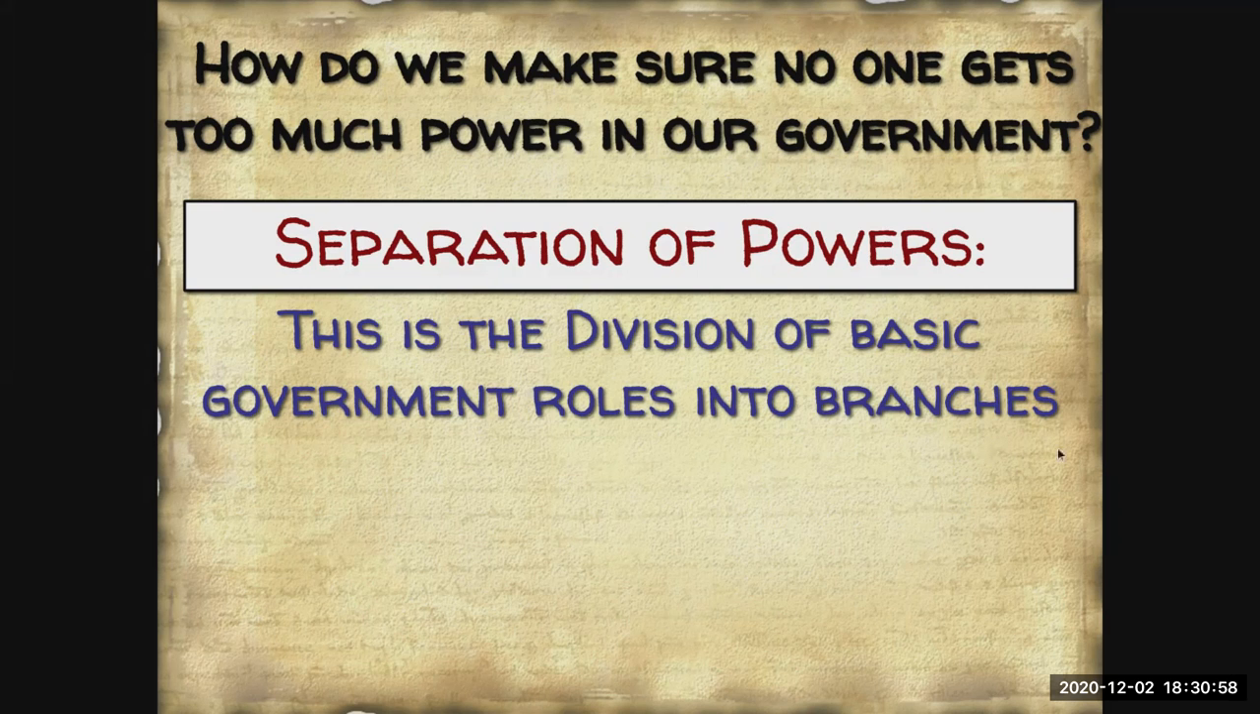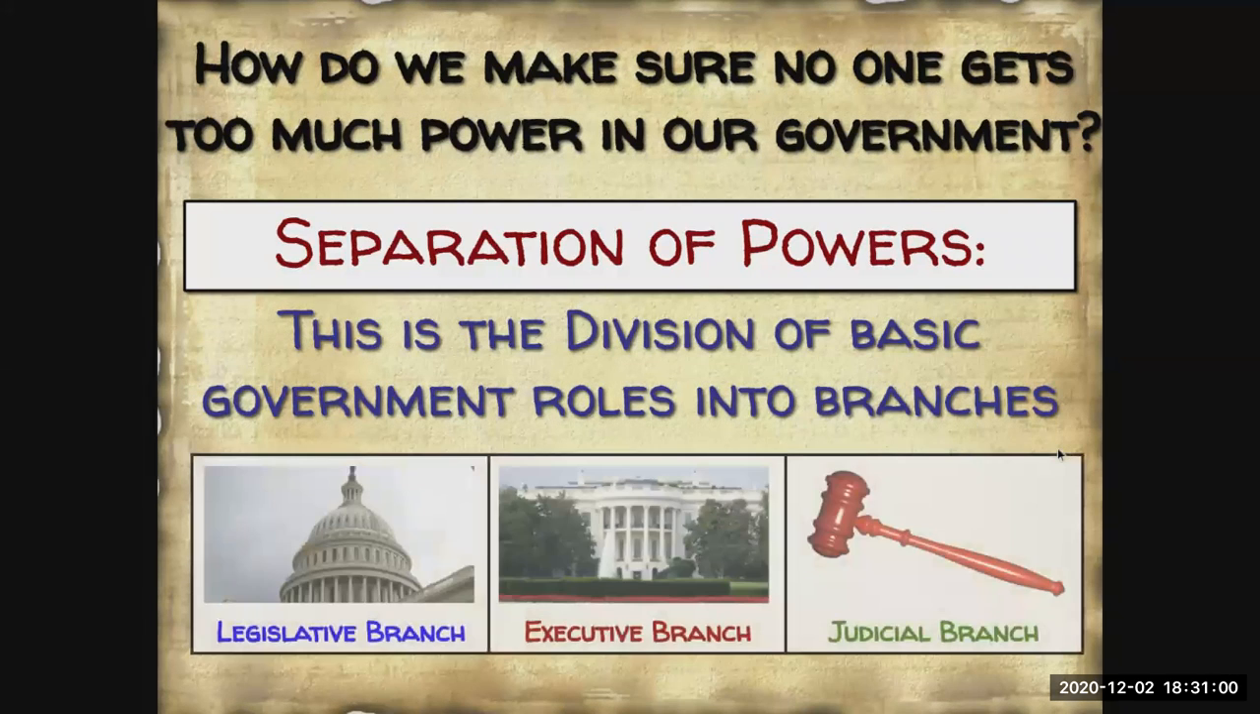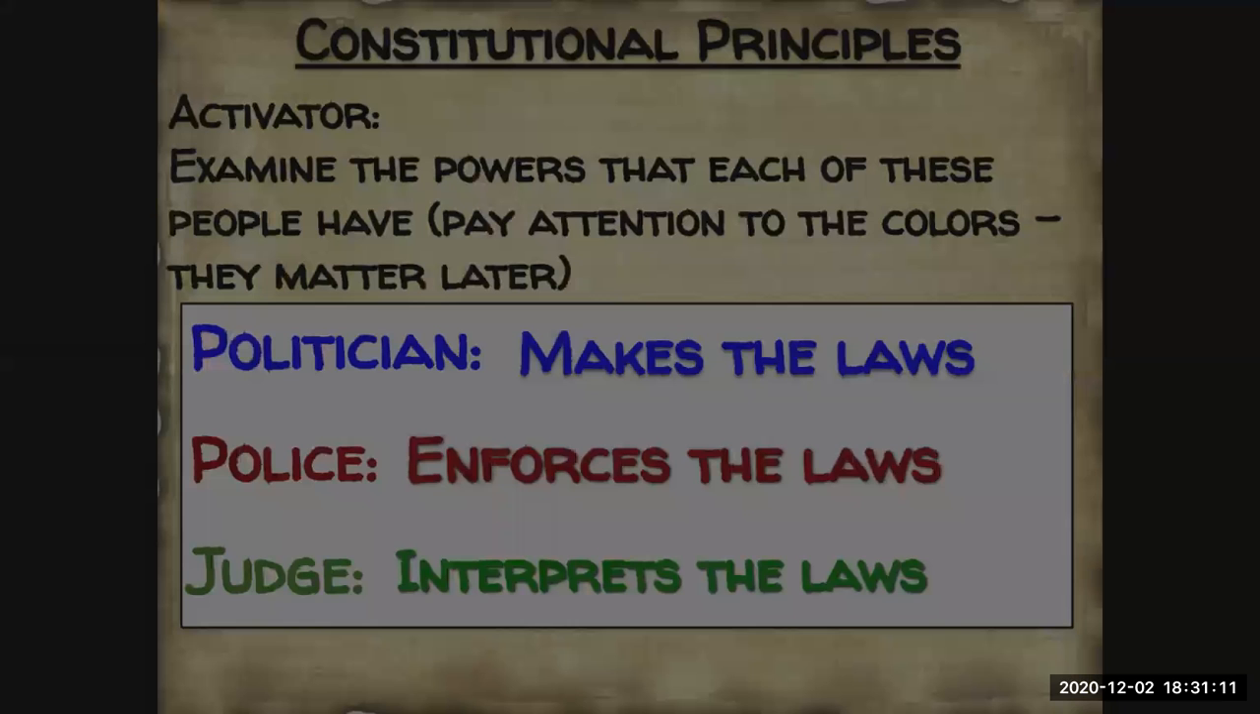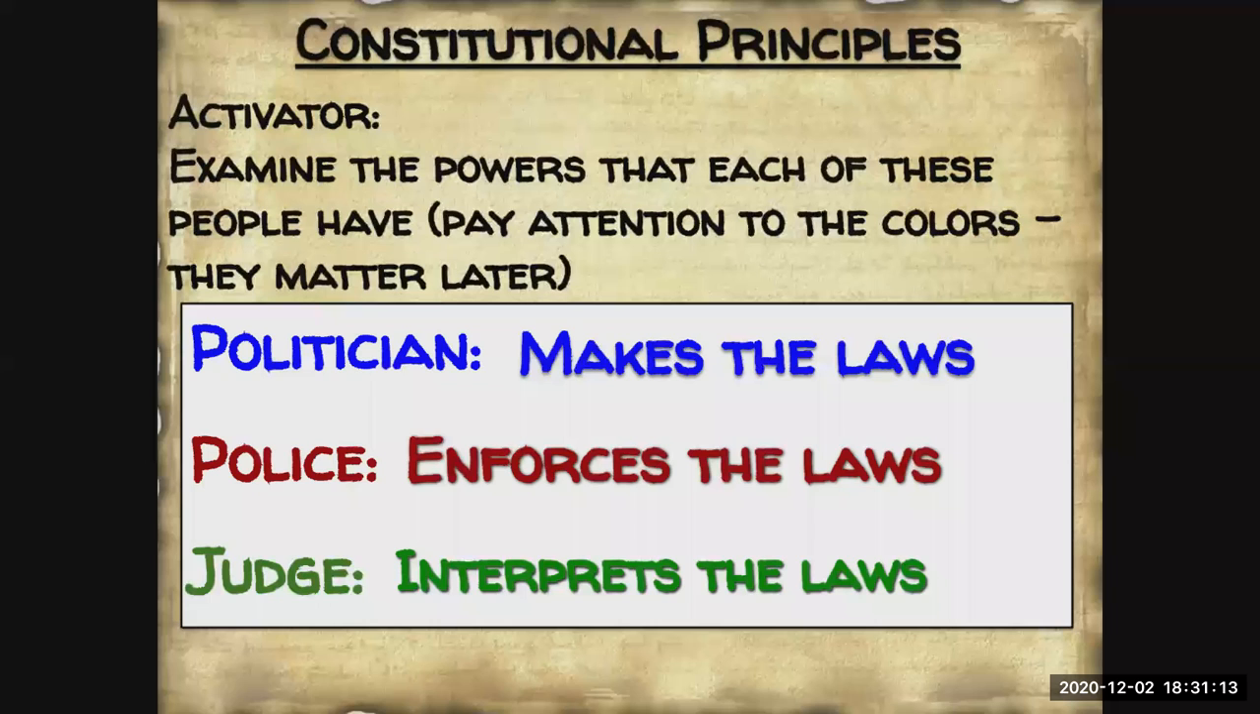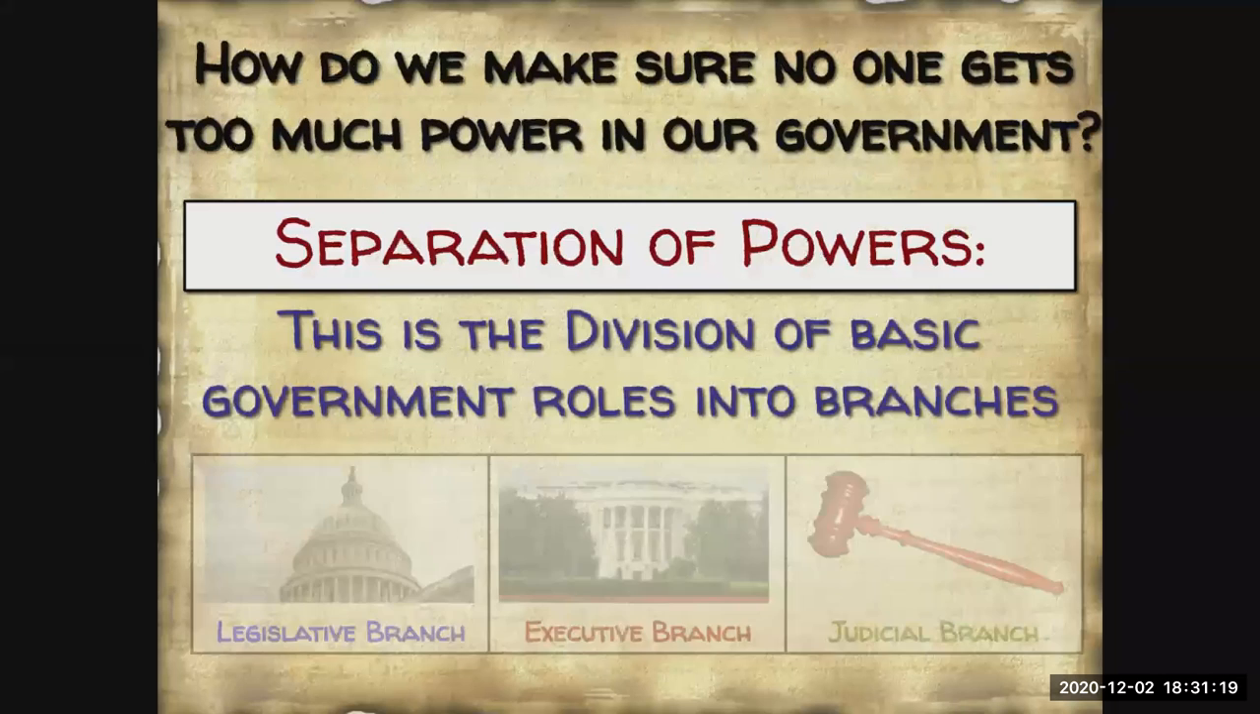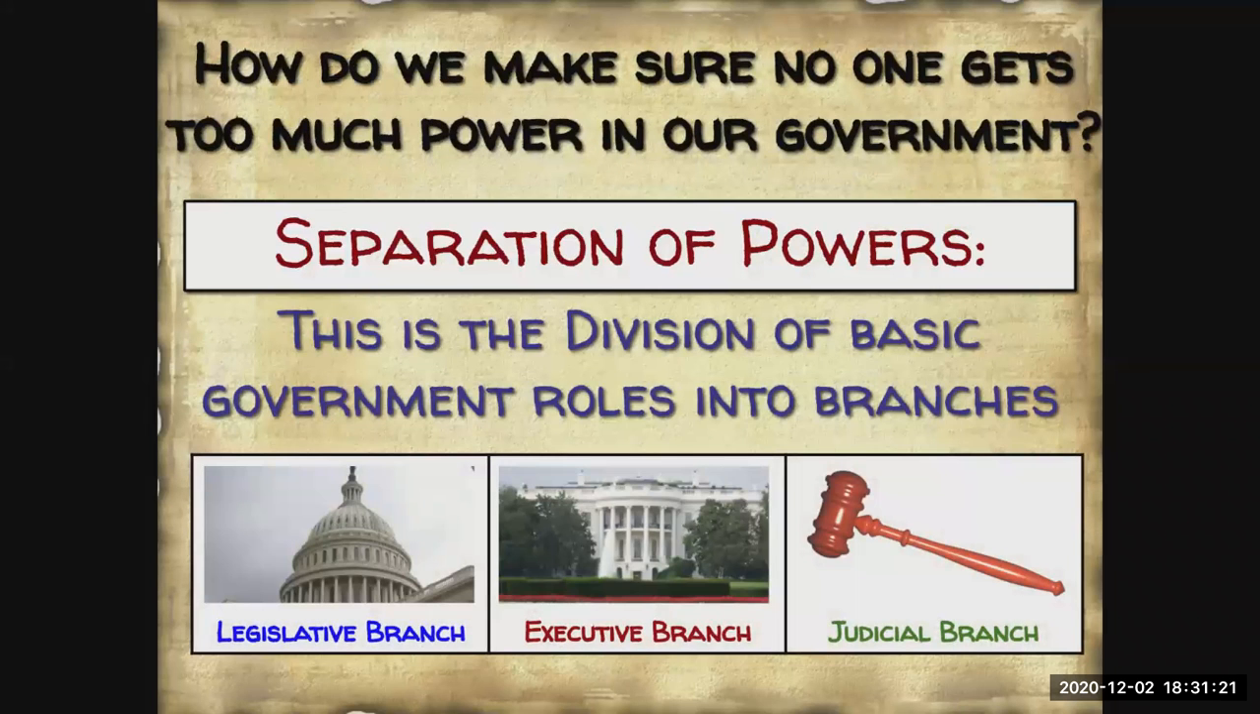So, in the American system, we've got the legislative branch, the executive branch, and the judicial branch. And I've tried to color code everything here to help you remember, right? So, we have politicians as blue, the police is yellow, the judges is green. And you'll notice here the legislative branch is blue, the executive branch is red, and the judicial branch is green.